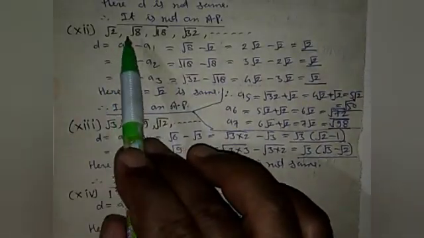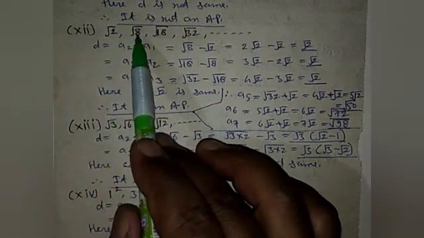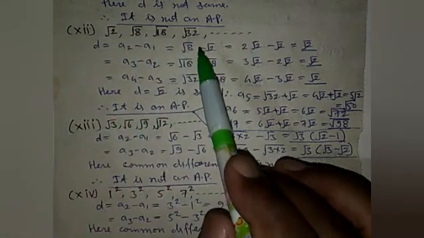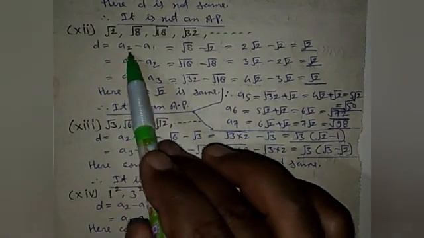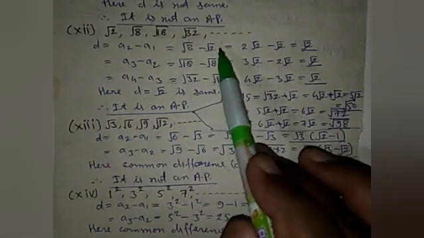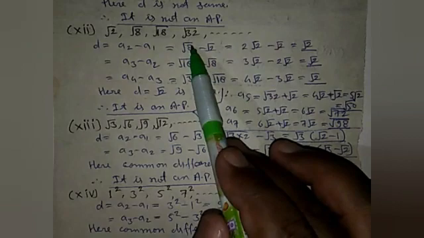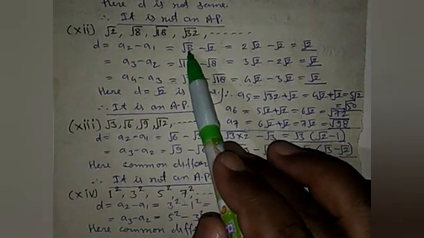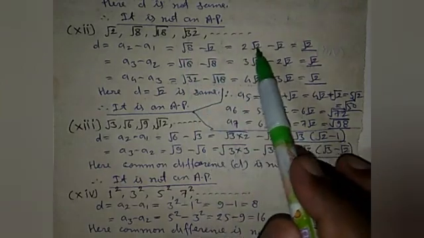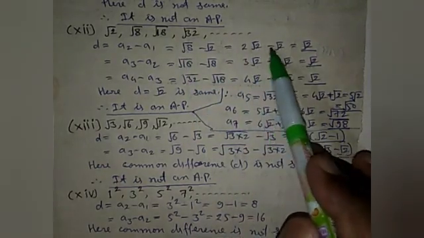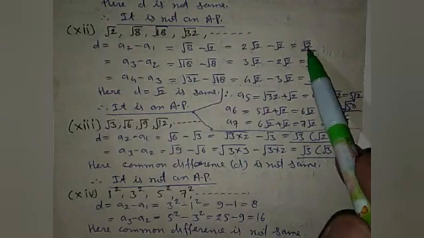In 12th part, the series is given root 2, root 8, root 18, root 32. So see here difference A2 minus A1 is equal to root 8 minus root 2. That is here 8 is equal to 4 into 2. So square root of 4 will be 2. So it will be equal to 2 root 2. Then minus root 2. So 2 root 2 minus root 2, that is equal to 1 root 2, means root 2.